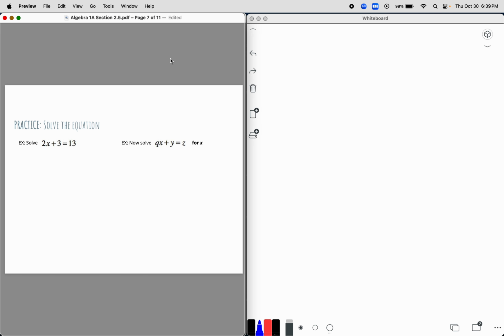Here we give a numerical example. This guy is 2x plus 3 is equal to 13. And if we were to solve this, we know that we want to move that 3 to the other side. The 3's go bye-bye. And then we're going to drop that 2x, drop that equal sign, and 13 minus 3, that's 10.